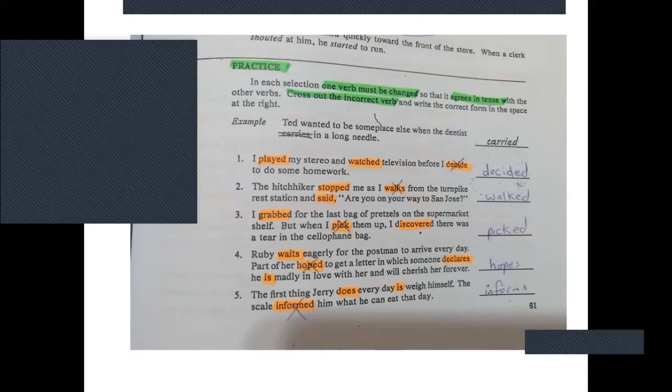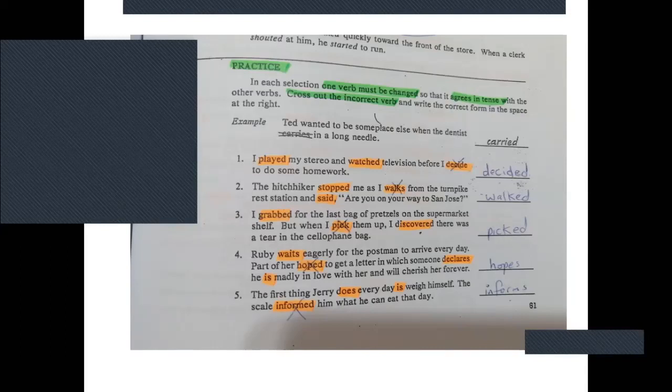Part of her hoped to get a letter in which someone declares he is madly in love with her and will cherish her forever. She waits for some romance in her life, but it never comes. Okay. Now, so that's her routine every day. She waits, she needs someone to send her a letter of love. Okay? That's her daily routine.